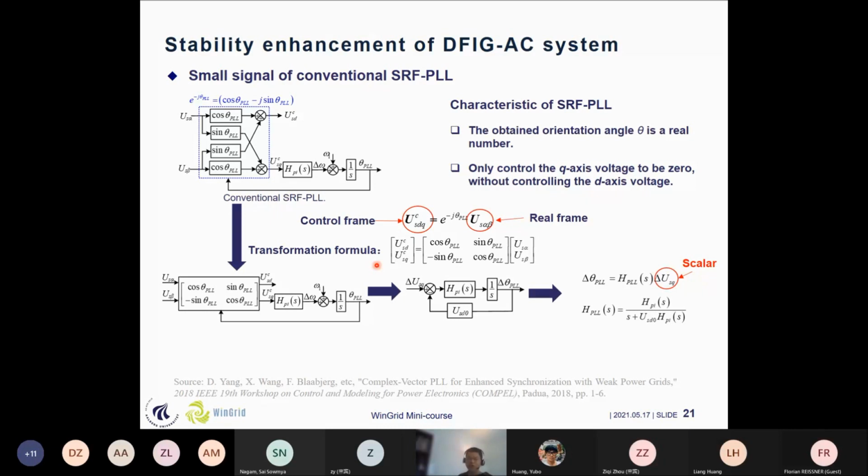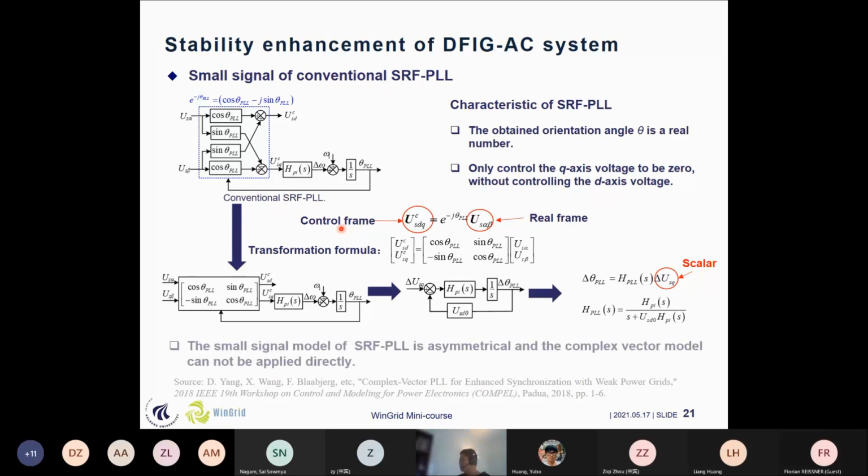Because we are considering the PLL, it means that the interactions between the DFIG system and the grid impedance will be more serious. Okay, so a very basic idea is that if we can disconnect the strong interaction between the DFIG and the weak grid, it may improve the stability of the DFIG system. That's a very intuitive idea from this perspective. And this is the conventional SRF-PLL I have just shown in the former slides.